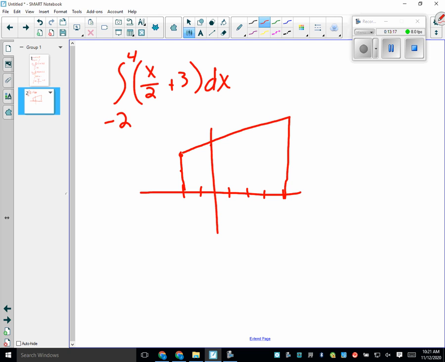Okay. In a trapezoid, I have two parallel sides. My parallel sides are the bases. So the area of this is 1/2 h times b1 plus b2. Okay? What is the height? Isn't this the height? What is that? 6.